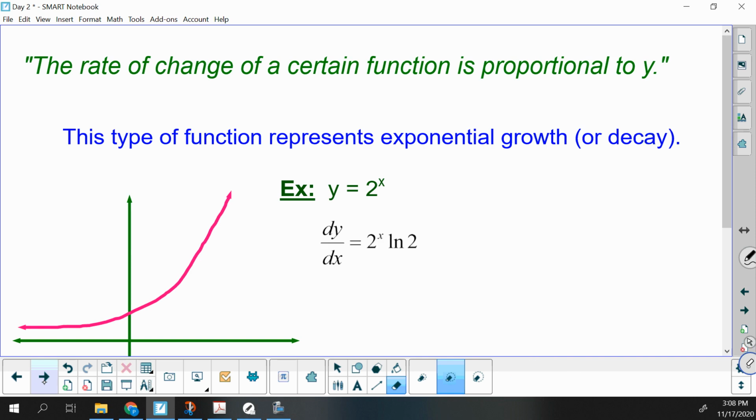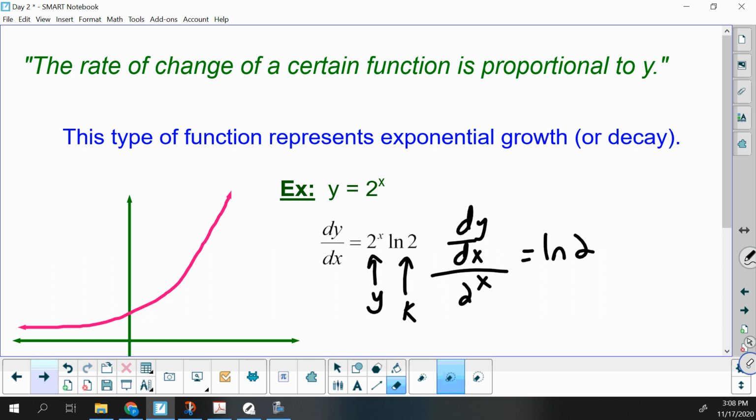So just to bring it back to exponential functions, we knew from before our derivative of 2 to the x is 2 to the x natural log of 2. Well, this is our y, and this is our k. Because if we divided the 2 to the x over, that's saying our derivative, dy over dx, divided by our original function, is always the same constant. It will always be natural log of 2.